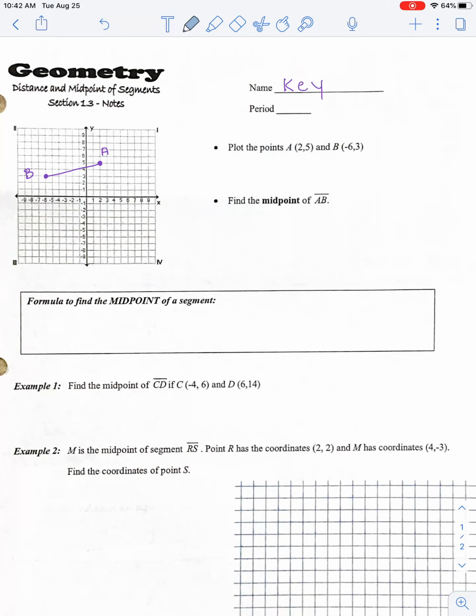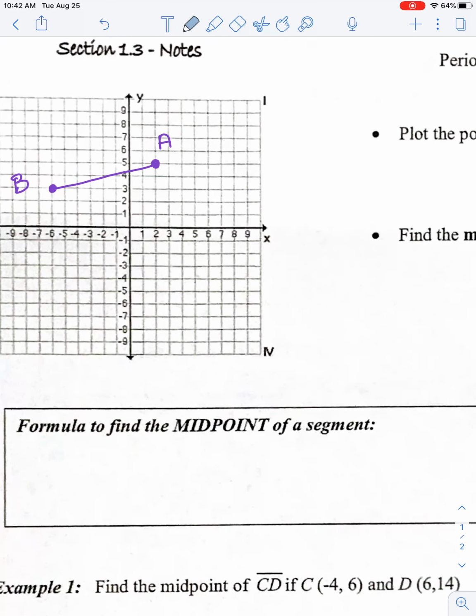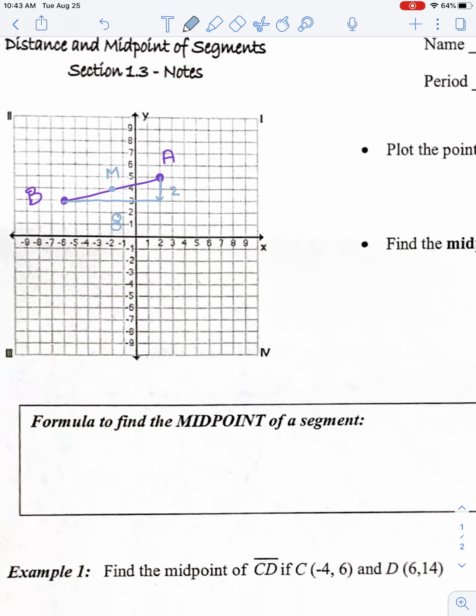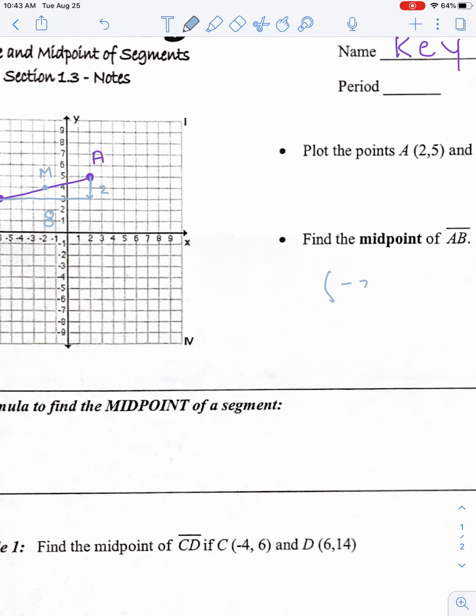So here's how I do it. I'm going to zoom in here. I see how I go from A to B. So to go from A to B, I can go down 2, I can go over 8. So for my midpoint, it's going to be half of those distances. The midpoint's in the middle. So instead of going down 2, I'm only going to go down 1. Instead of going over 8, I'm going to go over 4. 1, 2, 3, 4. And there is my midpoint. So my midpoint is at negative 2, 4.